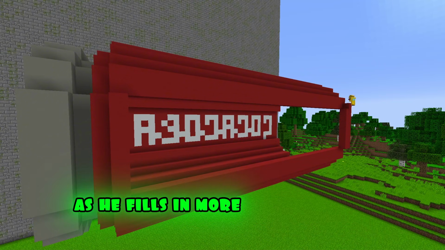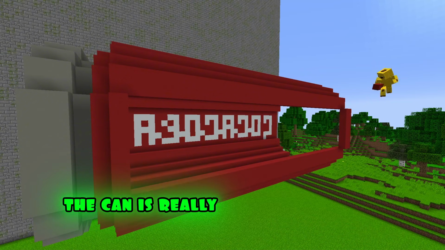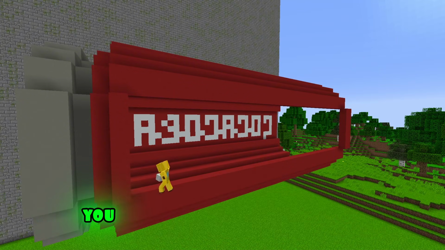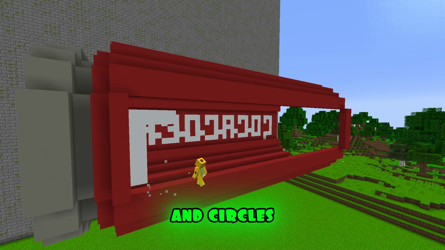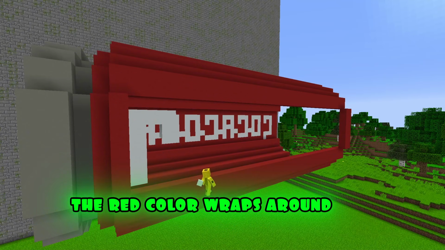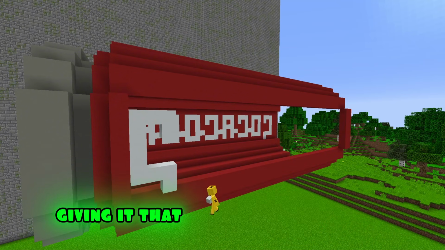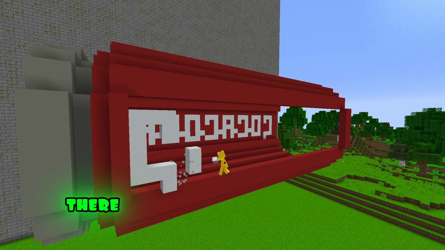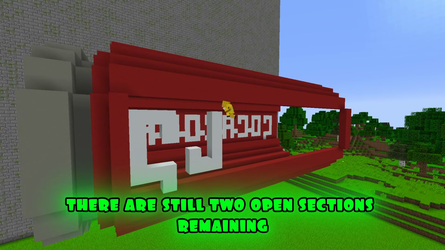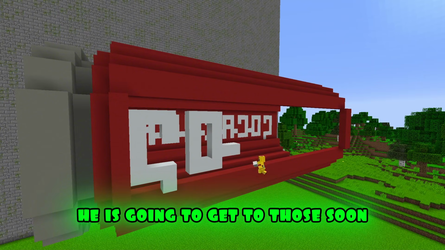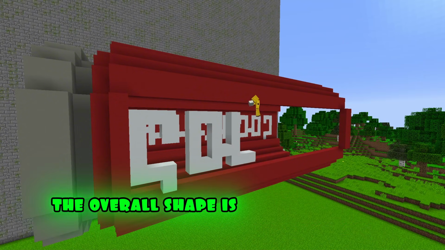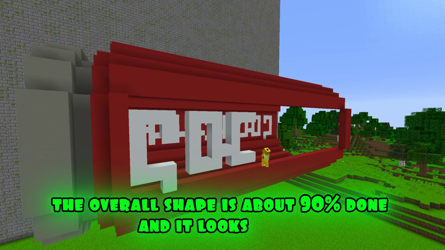As he fills in more and more red concrete, the can is really starting to look three-dimensional. You can see the cylinder shape emerging from what was just a collection of flat walls and circles. The red color wraps around the surface continuously, giving it that iconic Coca Cola look. There are still two open sections remaining, one on the right side and one at the back. He is going to get to those soon. But for now, the overall shape is about 90% done, and it looks great.